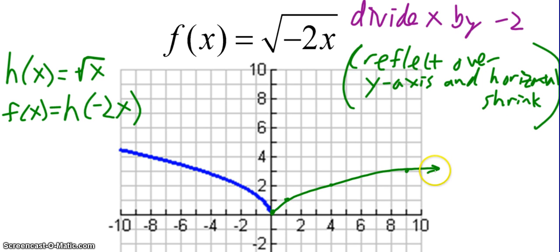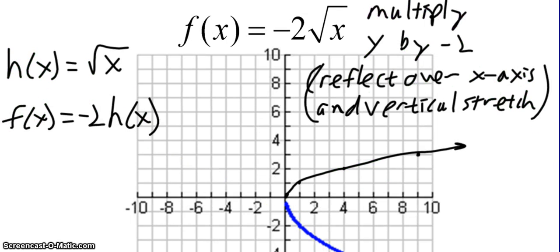So again, here in green, I've drawn the original function, h of x, and then f of x equals h of negative 2x. Okay, and then this last example, hopefully we recognize that we're going to multiply the y values by a negative 2. So what this does is reflect over the x-axis, and we are going to have the same vertical stretch we did when we just multiplied the y values by positive 2. So if h of x equals the square root of x, f of x equals negative 2 h of x.